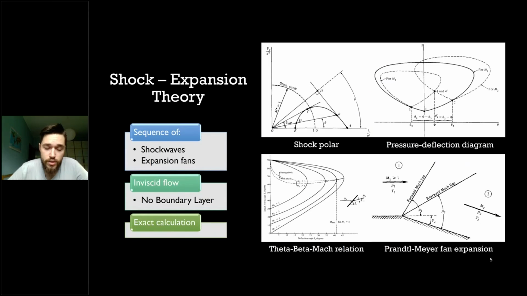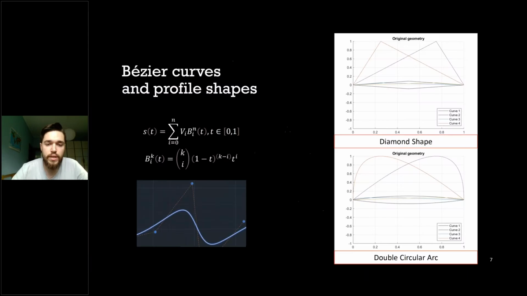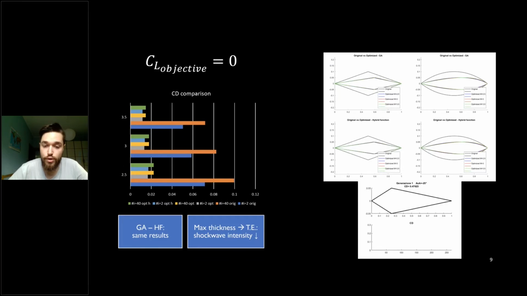The surrogated model implements the shock expansion theory. The problem is constrained concerning 3 design variables because Bezier curves have been used for parameterization of diamond-shaped and 40 elements double circular arc airfoils. An optimization process relying on a genetic algorithm has been run for 3 different Mach numbers, 2.5, 3, and 3.5, and 2 different lift coefficients, 0 and 0.5.